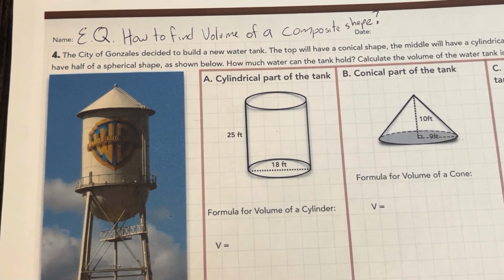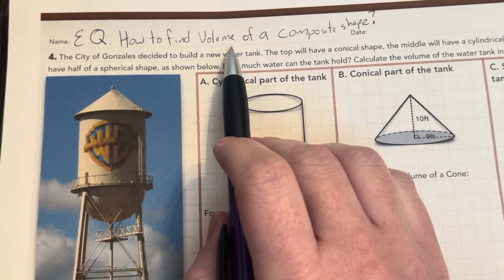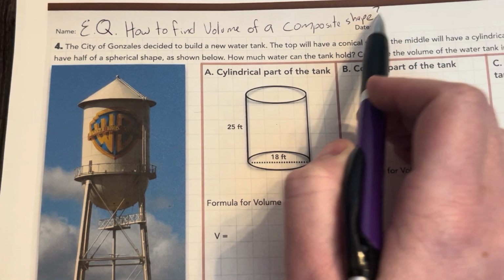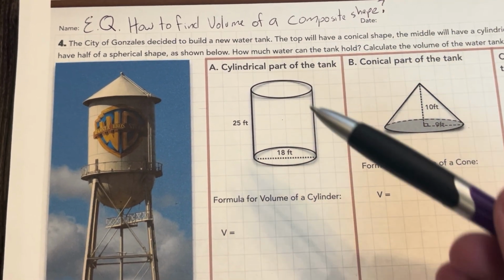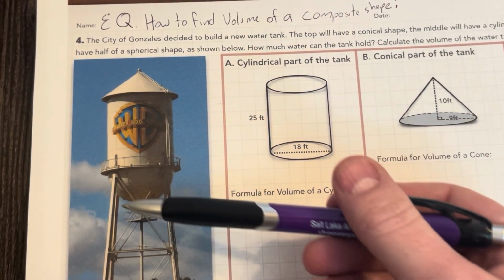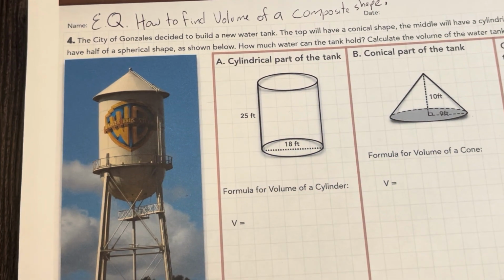Hello, class. Today our essential question is how to find the volume of a composite shape. Now, what's a composite shape, you ask? A composite shape is something that we would usually see in the real world where we have multiple shapes put together to form the object.